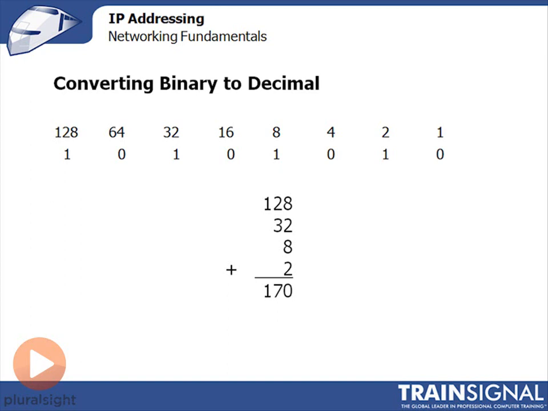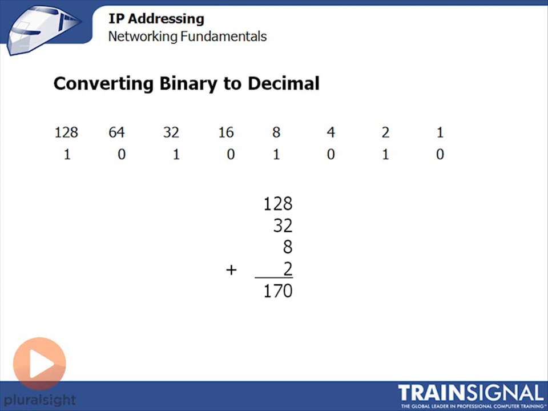Or to simplify this, anything times 0 is 0, right? So you could just forget about any of the zeros. And 1 times anything is itself. So all you really have to do is take each of the columns where there's a 1 and just add those column values together. So 128 plus 32 plus 8 plus 2 equals 170.